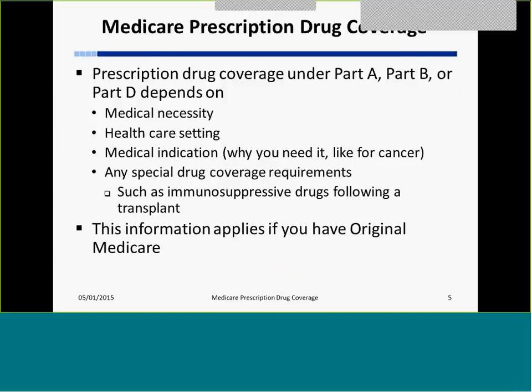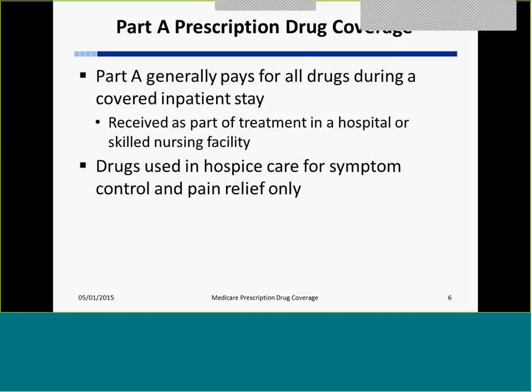So we've seen that before, we'll skip over. Medicare prescription drug coverage depends on medical necessity, healthcare setting, and medication, like someone who needs it for cancer. So there are times that prescription drugs can be covered under Part A and or Part B. This information applies to original Medicare. Part A generally pays for all drugs during a covered inpatient stay. So if I'm in the hospital and I'm receiving prescriptions, it's not billed to my Part D plan, it's billed to Part A of Medicare because I'm inpatient hospitalized. Then you have some for drugs in the hospice situation.